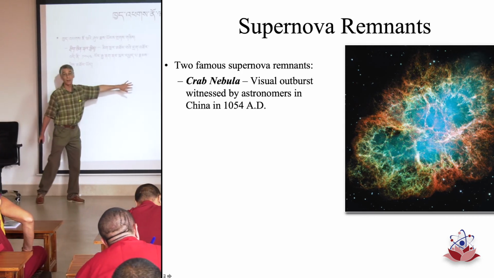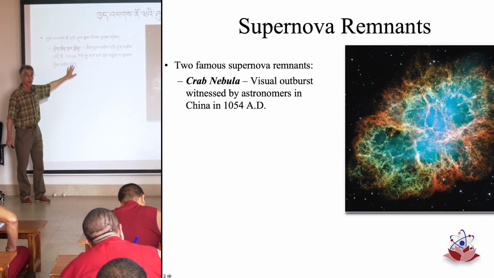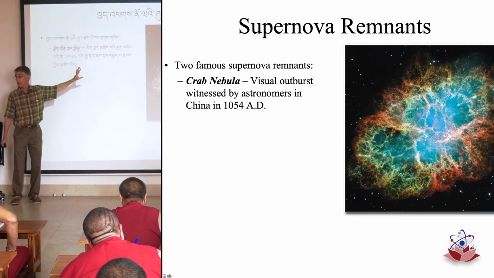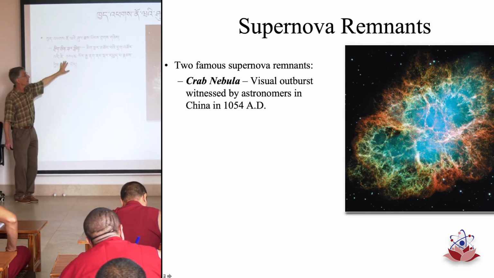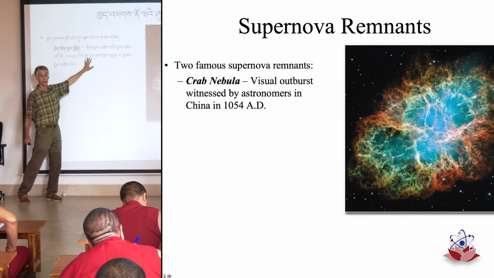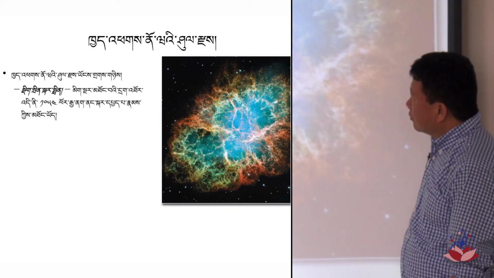This is called the Crab Nebula, and the explosion from it was so bright that you could see it during the day, and Chinese astronomers observed this in 1054.